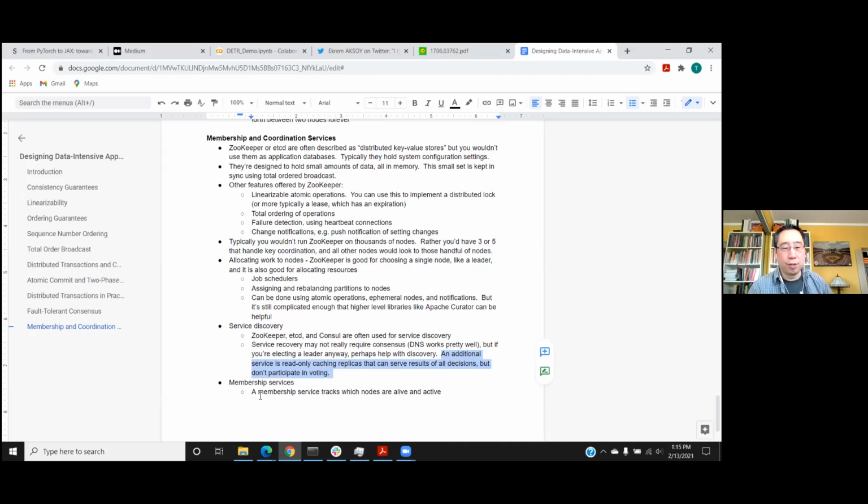One of the things you can do is a true membership service, where it just tells you here are all the nodes currently participating. And then one of the things that I thought was pretty cool is that, I don't remember where, oh, here it is.